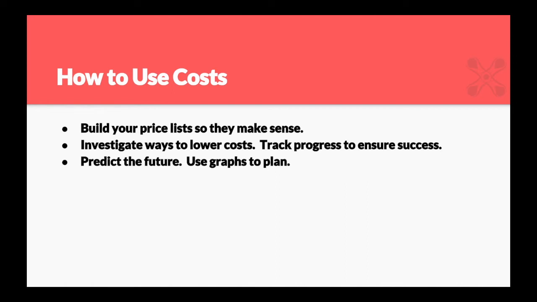Predictive future, use graphs to plan. When you're looking at things over time, you can see that every year we tend to get 12% or 15 or 20% busier. So how much busier are we going to be? Well, you can't really know for sure, but over the past 5 years, we've always grown at least 15%. So next year, we could grow 15%, which means that our labor might go up, our consumables might go up, and then how can we use that information to gauge what we can do?